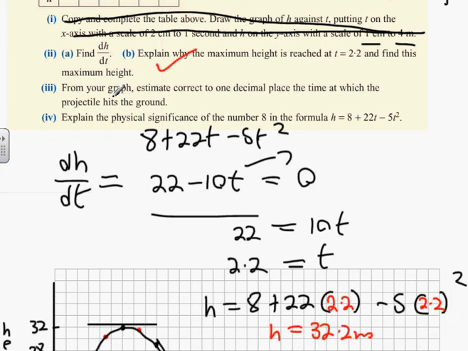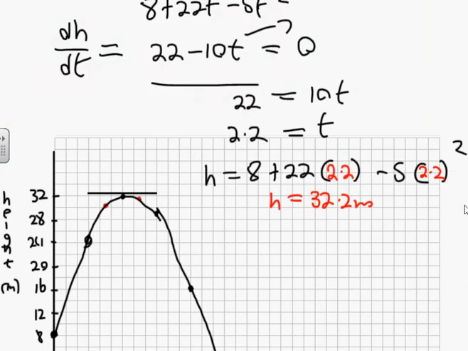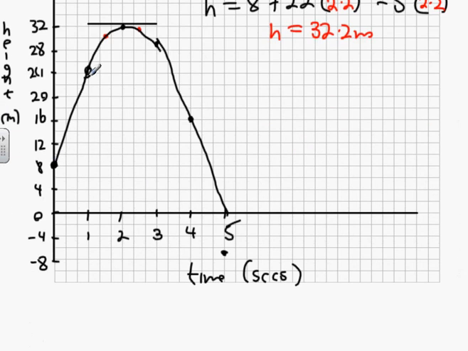Okay, done. From your graph, estimate correct to 1 decimal place the time at which the projectile hits the ground. Now, what's the key word here, guys? When does the projectile hit the ground? What happens to your height when you've hit the ground? H is 0. You have no height above the ground when you're on the ground. When is H worth 0?